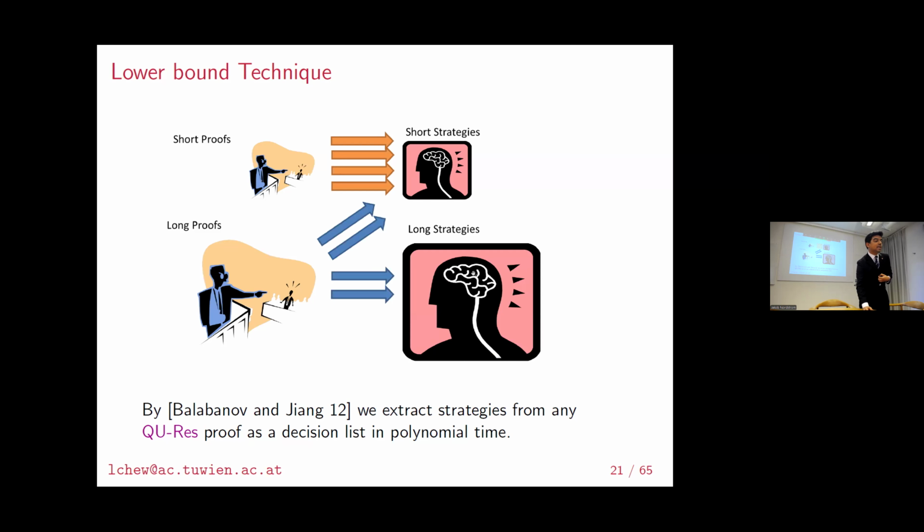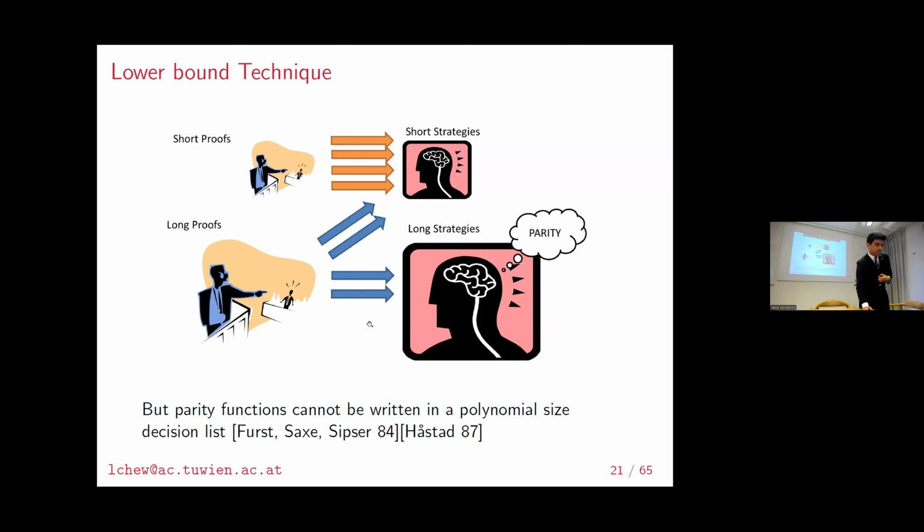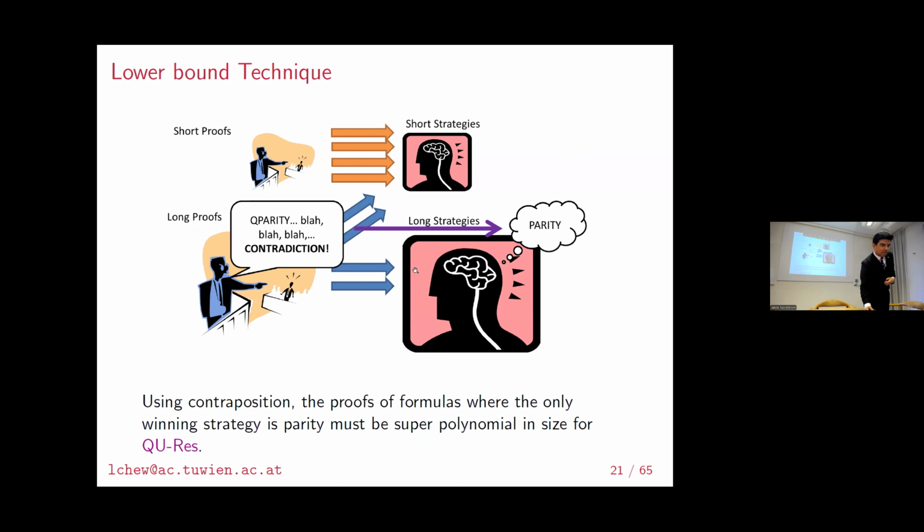But the key is that long strategies only come from long proofs. So if you have the strategy that computes the parity, if it's a bounded depth circuit, well, it cannot be written in a polynomial size circuit if it's bounded depth. Therefore, in QU resolution, the proof of Q parity, the refutation of Q parity, must be large.